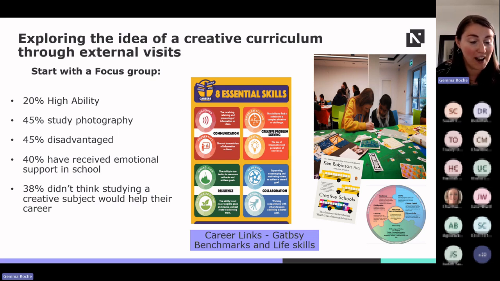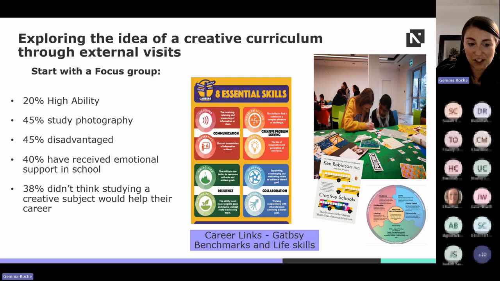So my focus group got some data. It's 20% high ability, 45% disadvantaged students, 45% of them study photography, which is obviously the creative link. 40% of them had emotional support in school, so whether that was with a school counsellor, or they had a link where they could go to get extra support in school.